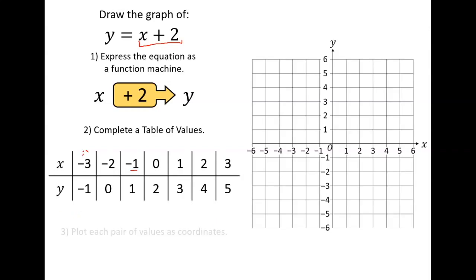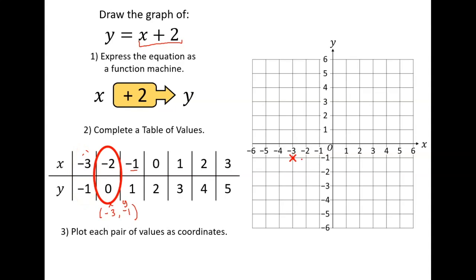So this point here, I think I have it. We're going to plot each pair of values as coordinates. So this -3 and -1 is a coordinate, with my x being -3 and my y being -1, just like we did in that last example. So this is my x value and this is my y value. I'm going to go to my graph and look at x equaling -3 and y equaling -1, and it's going to start there. So that's going to be that point.